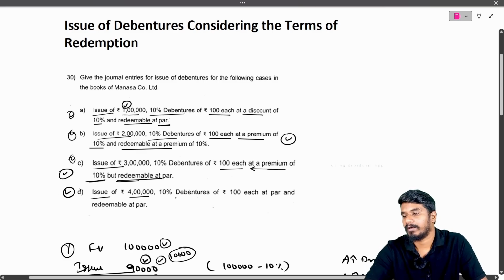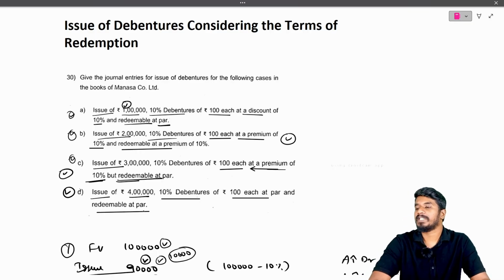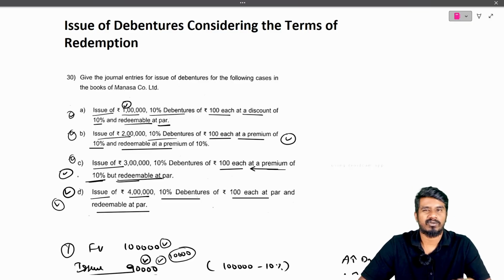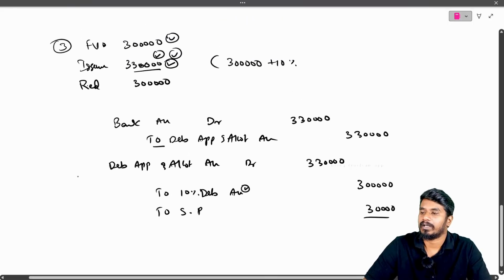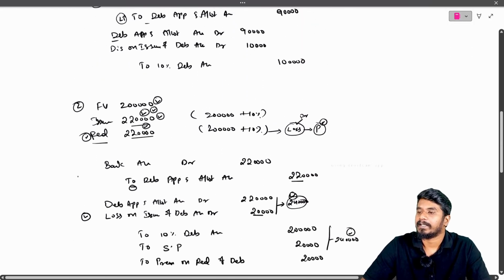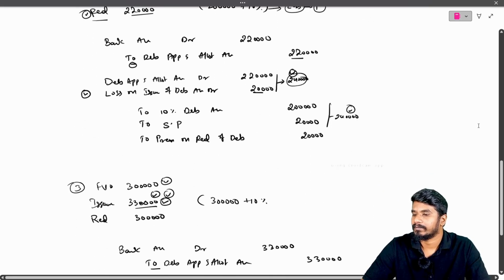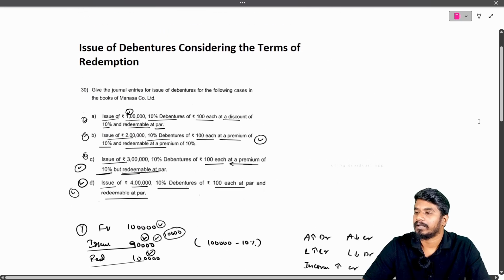Next, the fourth one: issue 4 lakh 10% debentures of rupees 100 each at par and redeemable at par. This fourth one you can do it, because we have discussed it in a previous video and in the basic videos also. That is very, very simple. That is your first case only. So I think you can do it. Not required to solve that. Kindly note it down.